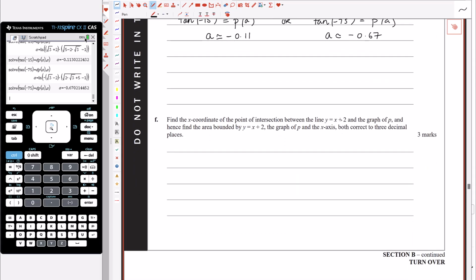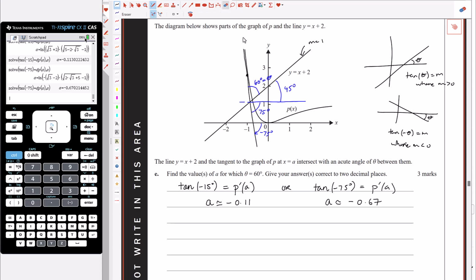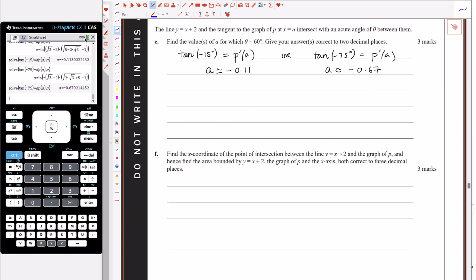Okay, find the x-coordinate of the point of intersection between the line y equals x plus 2 and the graph of p, and hence find the bounded area by y equals x plus 2, the graph of p, the x-axis, both correct to 3 decimal places. Okay, let me tidy up my graph again so I can get rid of all my angles, see what we're talking about. Okay, so it's asking me to find the x-coordinate of this point of intersection, which should be straightforward, we just solve them equal to each other.